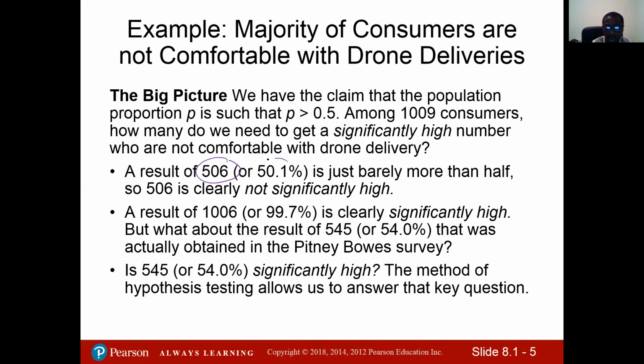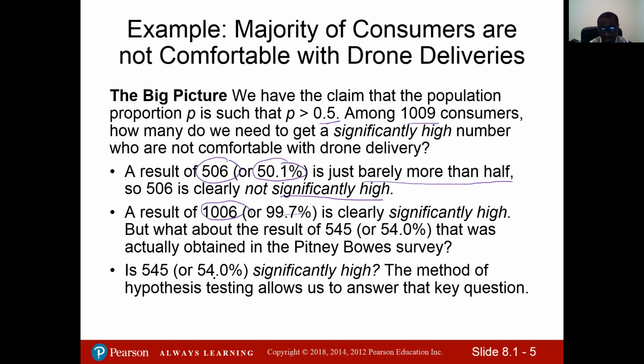Now this in percentage is 50.1. Of course, you see that 50.1 is not far from 50%. So we can see that this is barely more than half of the people who were surveyed. So we can say that this is not significantly high. On the other hand, if you have 1,006 out of 1,009, which is 99.7%, you can see clearly this is significantly high.